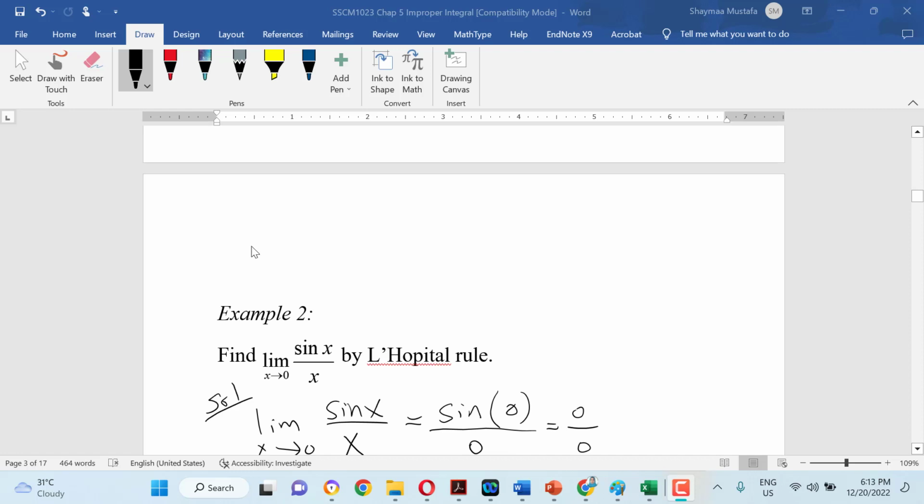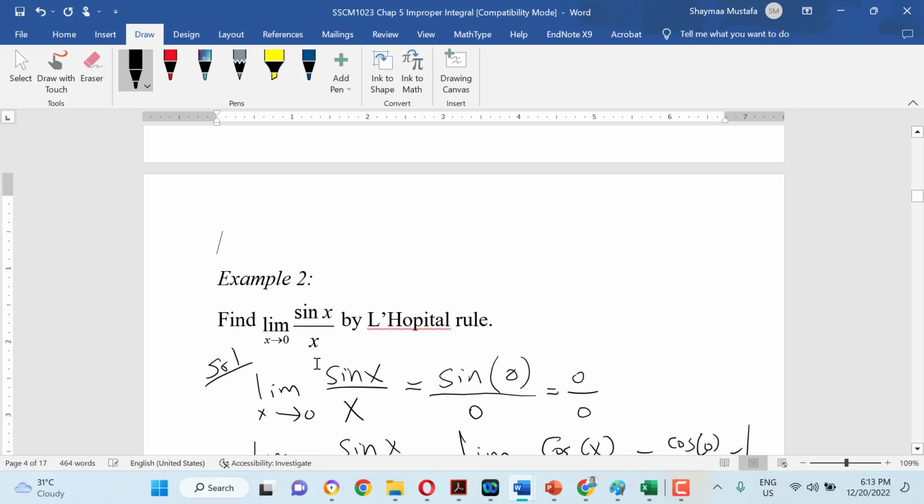Okay, here we have an example. We need to calculate the limit of sine x over x by L'Hôpital's rule. The limit when x goes to 0 of sine x over x. Here, if I make a direct substitution, sine 0 over 0, we substitute x by 0. So sine 0 is 0 over 0, so I have 0 over 0. This is undefined.